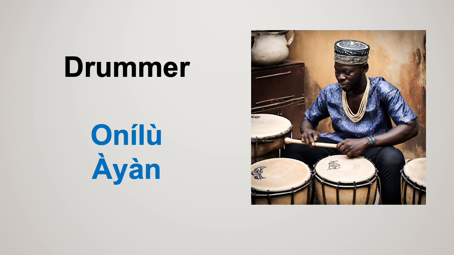They especially beat the percussion drums known as gangan and bata, because they are so skilled in it and they can communicate with gangan. So of these two words, Onilu is a general term, while Ayan is like a family name, a clan name for people that beat drums among the Yoruba people.